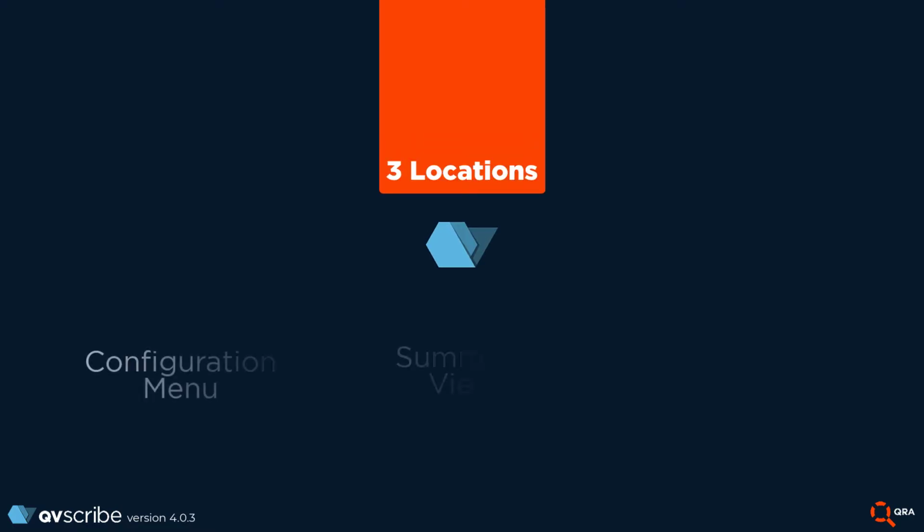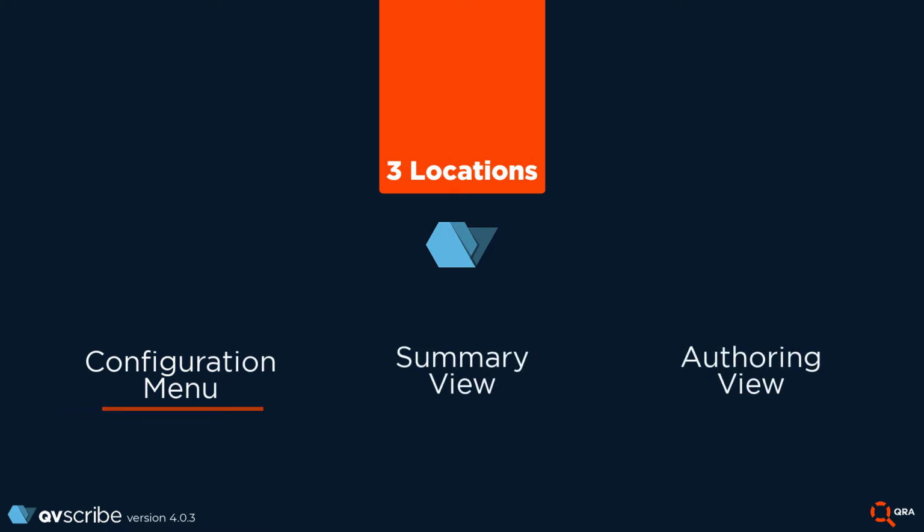Let's jump right in. When using Polarion, you will find the QVscribe icon in three locations. The first location is within the extension section of your browser. This button will bring up the QVscribe configuration menu. The second is the QVscribe summary view, and this can be found at the top of the Polarion window. And finally, the QVscribe authoring view, which is located next to editable work items.